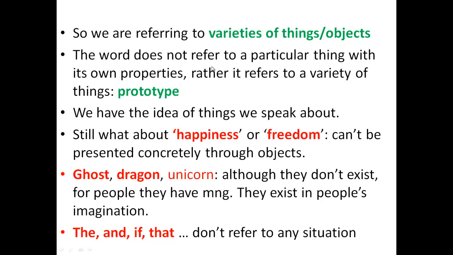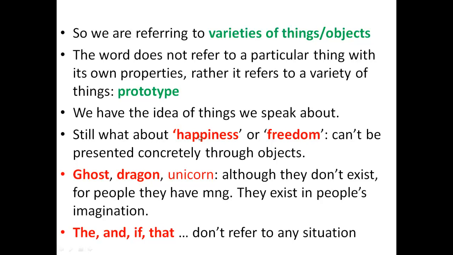The word does not refer to a particular thing with its own properties. Rather, it refers to a variety of things. It's a kind of prototype. The moment you use the word tree, you are referring to different kinds of tree. This one is just a representative of different kinds here. So we have the idea of things we speak about, if you like.